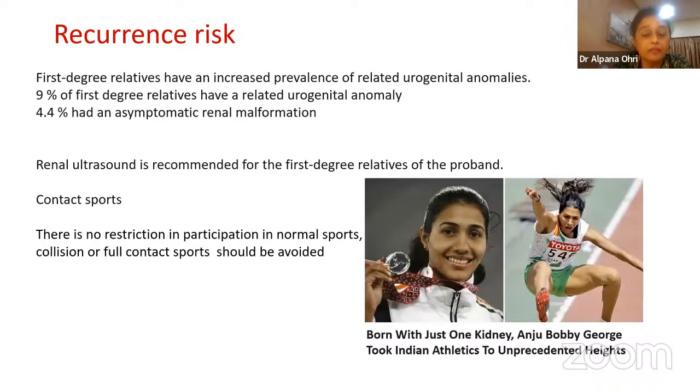Because this is a familial disorder with a lot of genetic overlay, it has a familial distribution. Up to 15% of first-degree relatives of a patient having unilateral renal agenesis will have either a renal or a urinary tract malformation. So whenever a patient is diagnosed with unilateral renal agenesis, we must do renal sonography of the first-degree relatives of the proband.